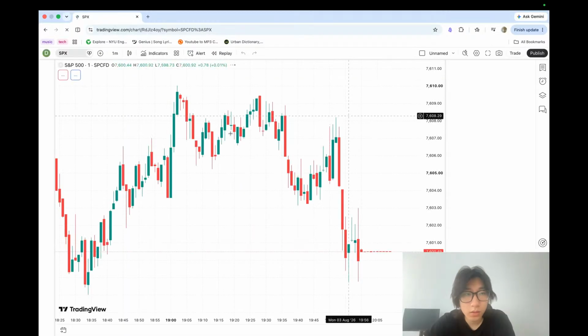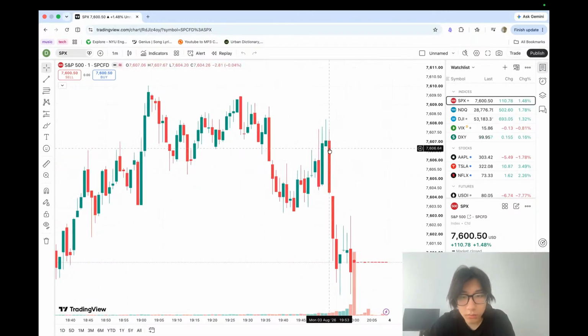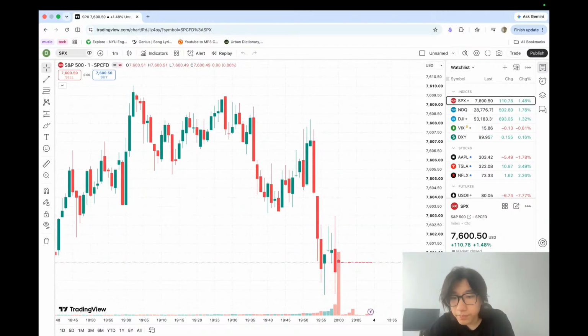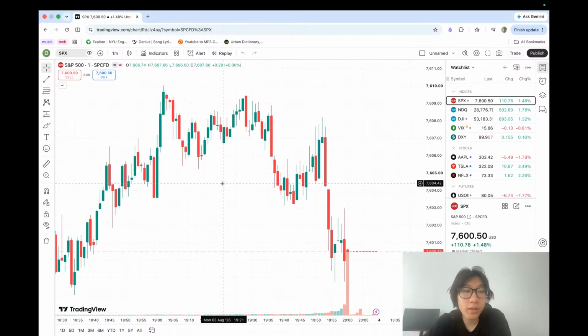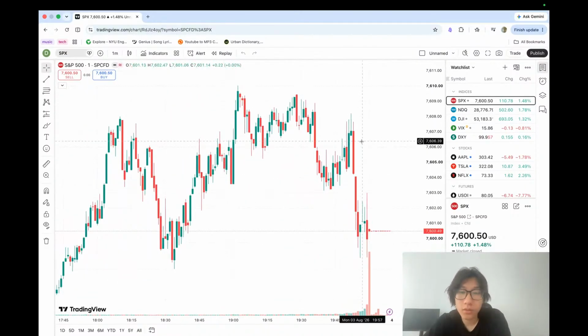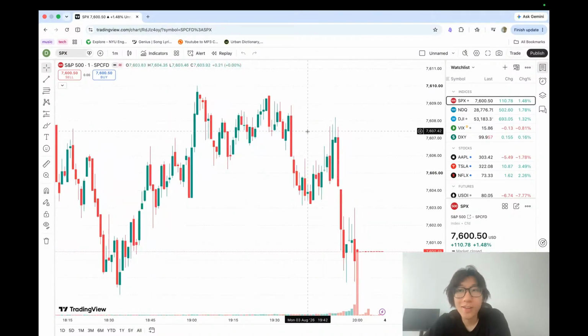SPX. Wow, super expensive. $7,000. Want to get in the market? Wow, it's high. It's high.